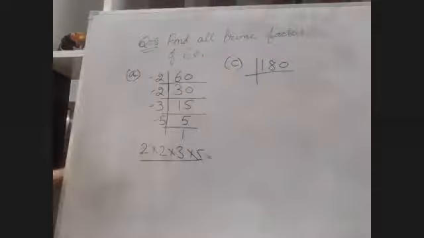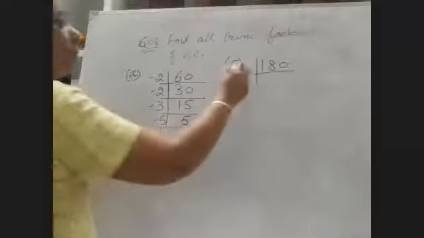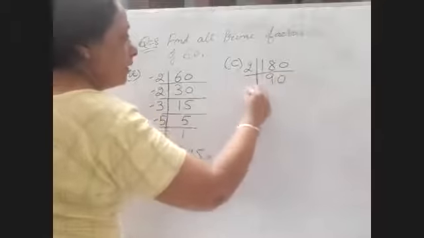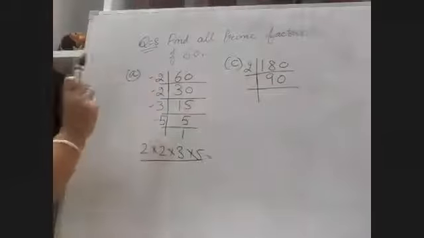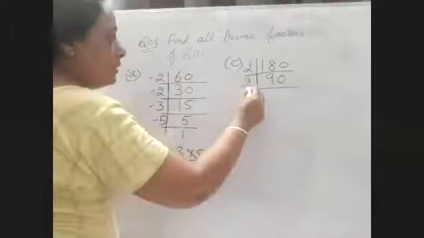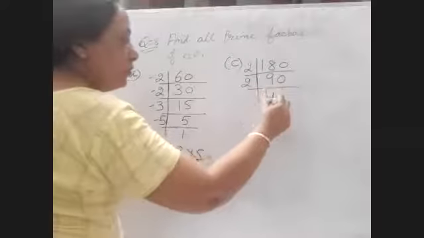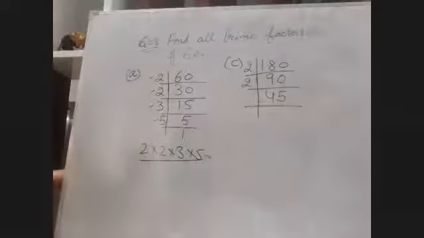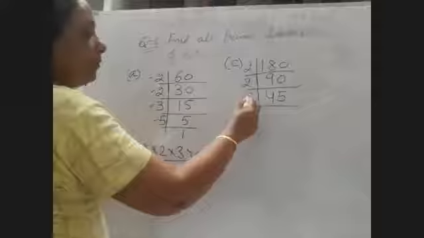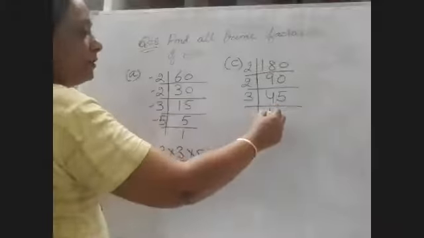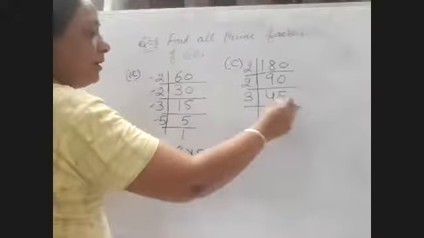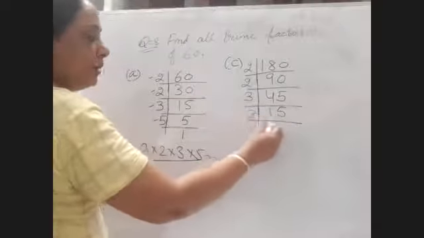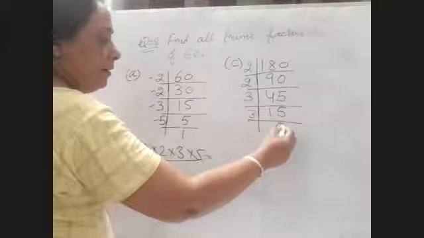Yes, students, 180 is an even number. So first we'll try by 2. 2 times 90 is 180. Again, the next number is even, so once again divide by 2. 2 times 45 is 90. Now since 45 is an odd number, try by 3. 45 divided by 3 is 15. 3 times 5 is 15. Next, 15 is an odd number. 3 times 5 is 15.